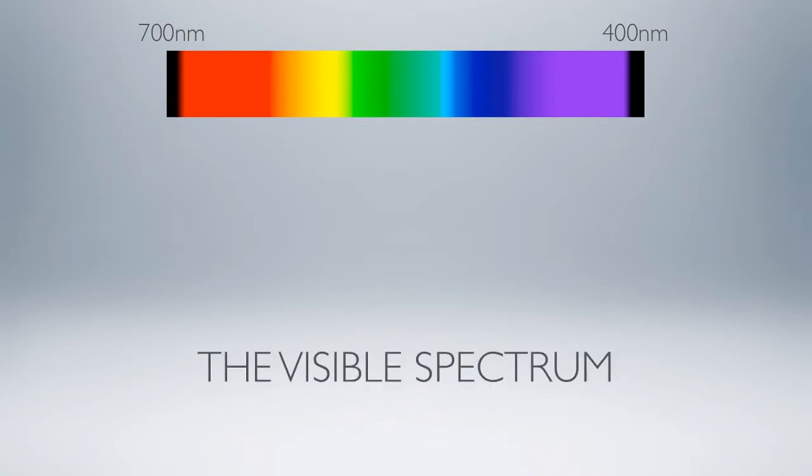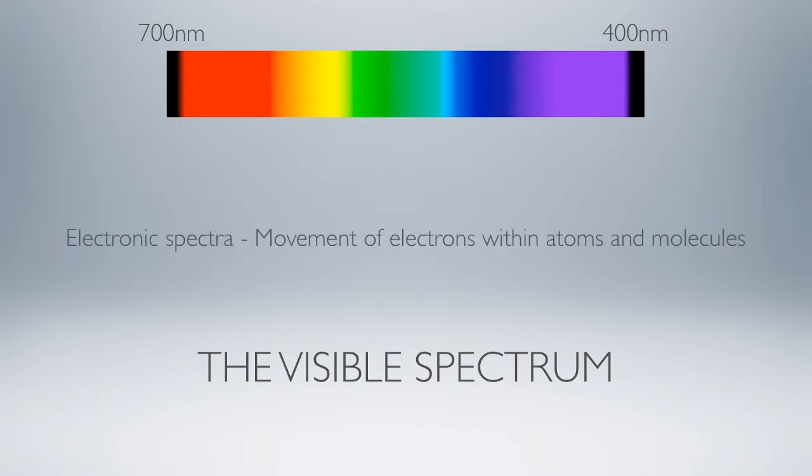So this is our visible spectrum. It goes from 700 nanometers in the red down to 400 nanometers in the blue-violet. So this visible spectrum concerns the motion of electrons. So it looks at how electrons move between atoms and molecules. That's the energy band that we're looking at in the visible spectrum.